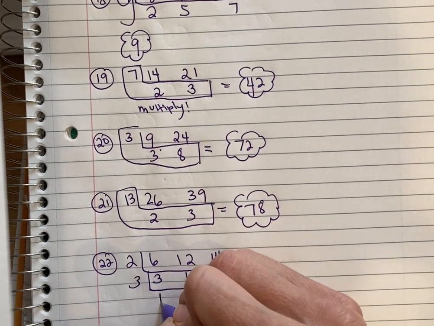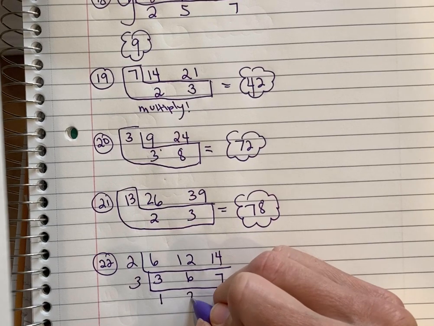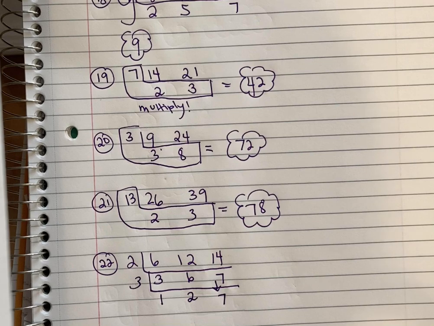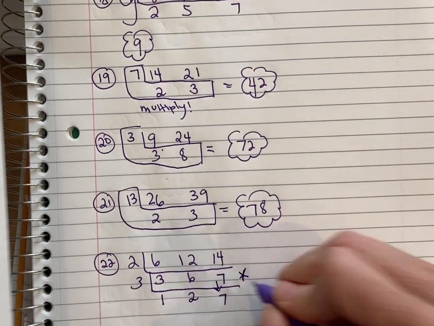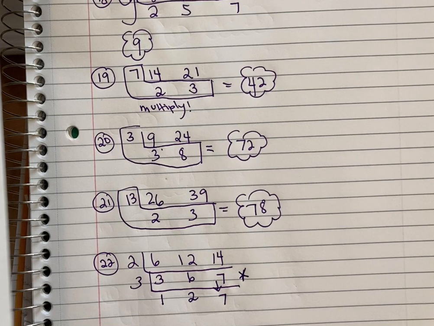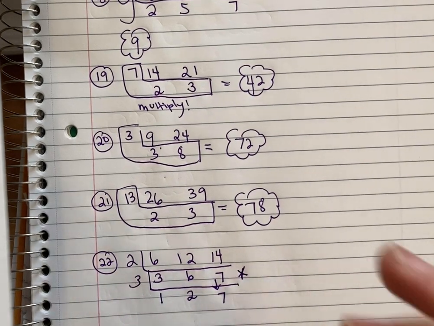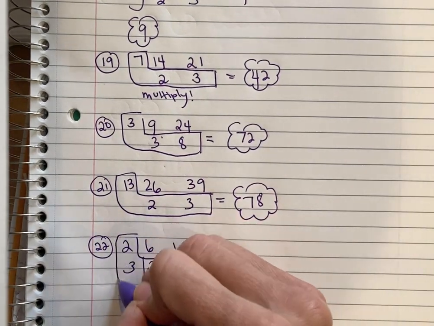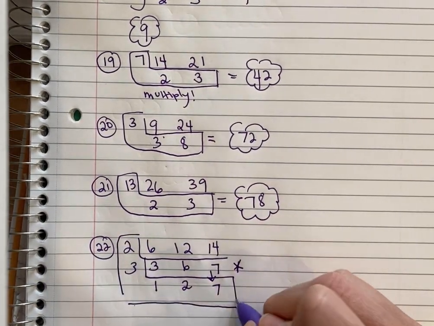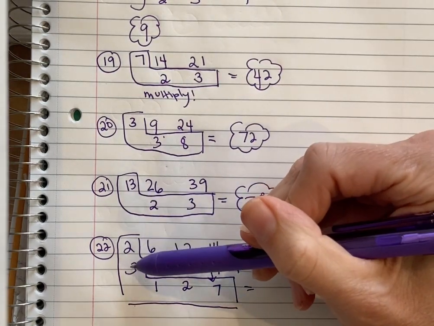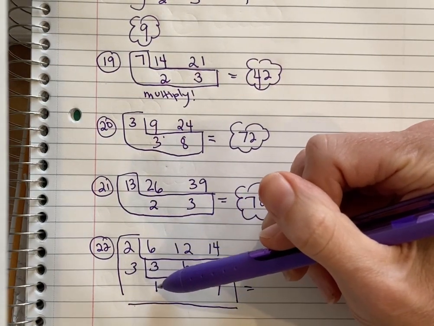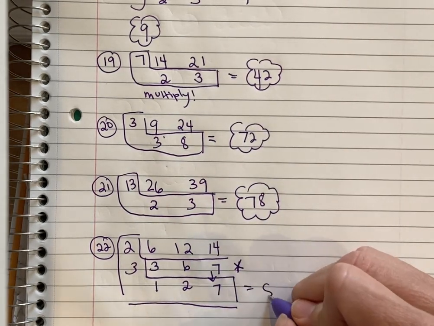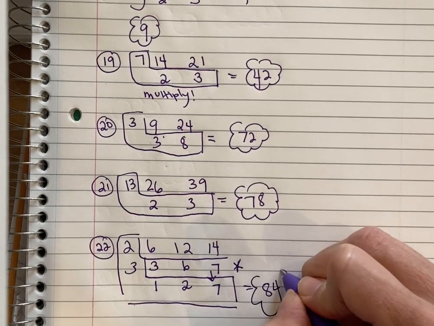3 goes into 3 once. 3 goes into 6 twice. And I didn't use the 7, so I just drop it down. Okay, this is the important step that some of us sometimes forget. So then I analyze 1, 2, and 7, my new factors. There's not another number that goes into just 2 of them. So I draw my L and I multiply. 2 times 3 is 6, times 1 is 6, 6 times 2 is 12, and 12 times 7 is 84, which makes 84 my LCM.